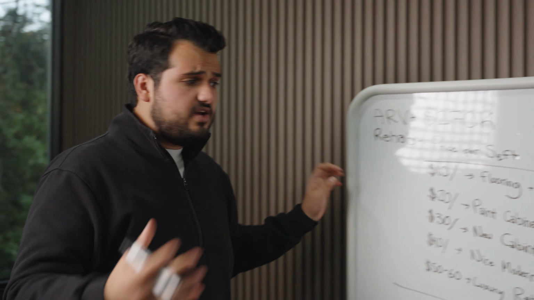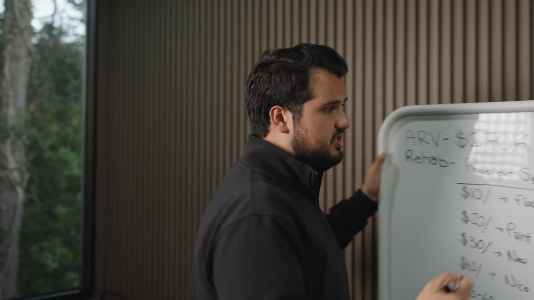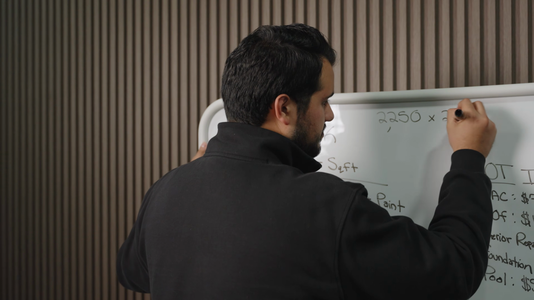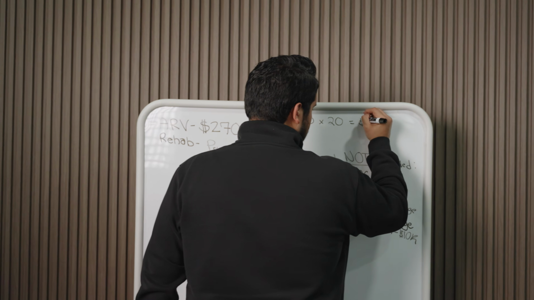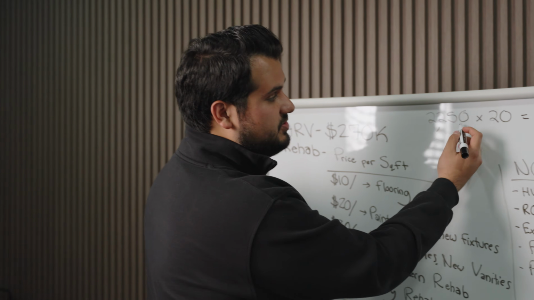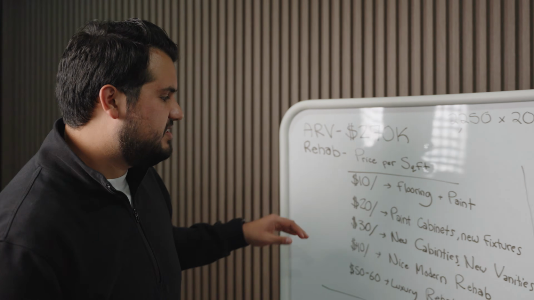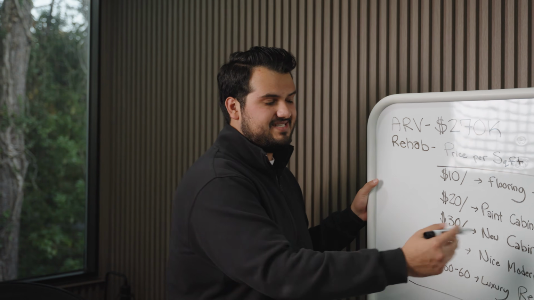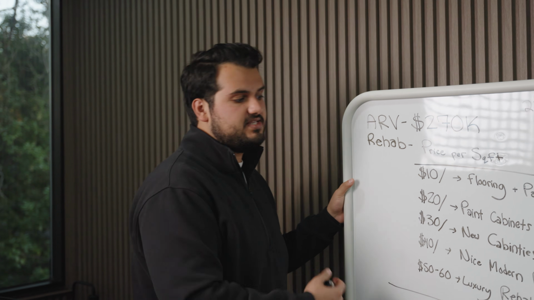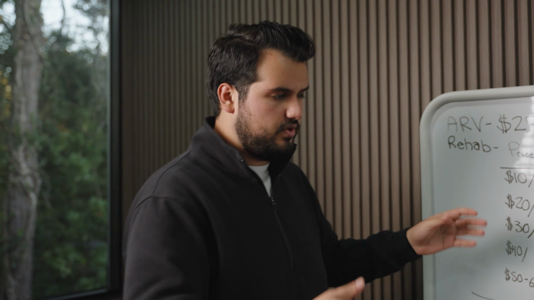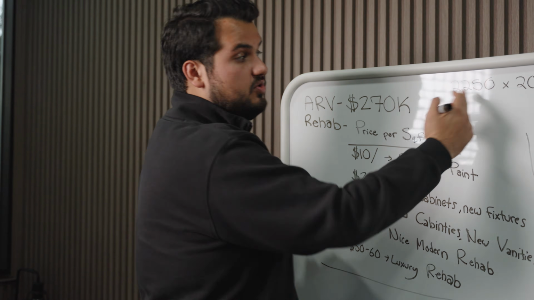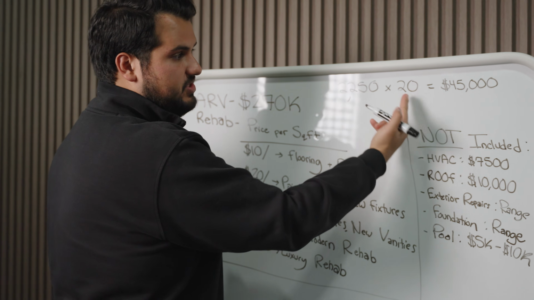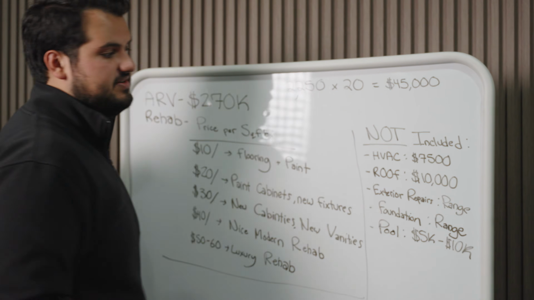I think we can get away with a $20 a square foot rehab. So now we're at 45,000. The house is 2,250 square feet. It needs a $20 price per square foot type of rehab based on the comps that we saw, right? So painted cabinets, new fixtures, flooring, paint, etc. So $20 is the right number for it. So I'm gonna multiply the square footage by $20 a square foot and we're at 45,000.